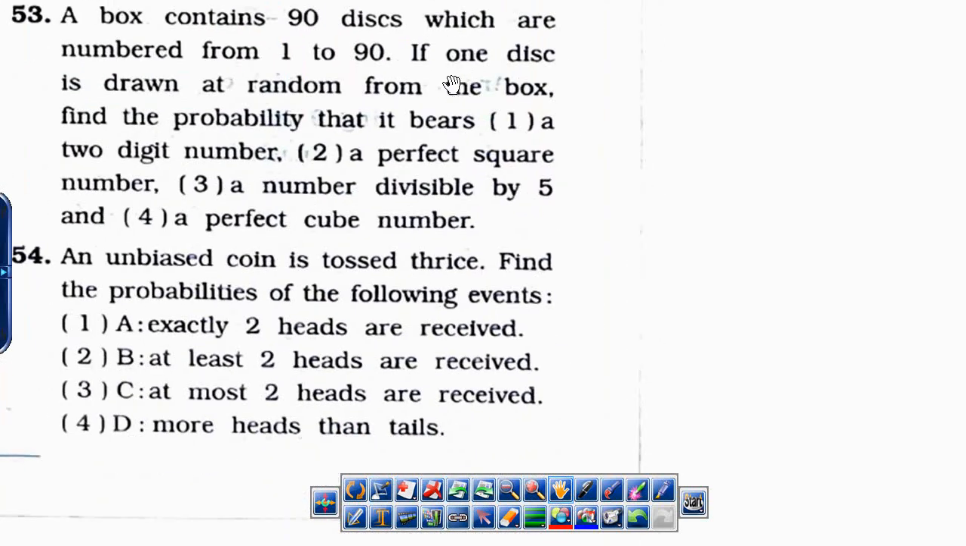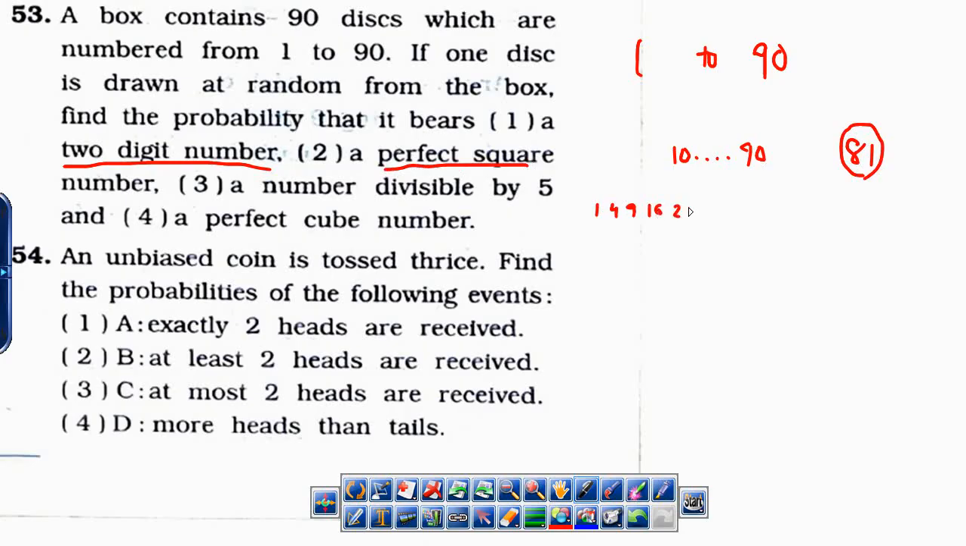Box contains 90 discs. It is also a textbook sum. All you need to know is 1 to 90 में कैटेगरी के हिसाब से कौन से नंबर्स आते हैं. 2 डिजिट नंबर्स कितने हैं? 10 से चालू होकर 90 तक है. 81 2 डिजिट नंबर्स are there. परफेक्ट स्क्वायर्स कितने हैं? So 1, 4, 9, 16, 25, 36, 49, 64, 81. 9 perfect square numbers are there.